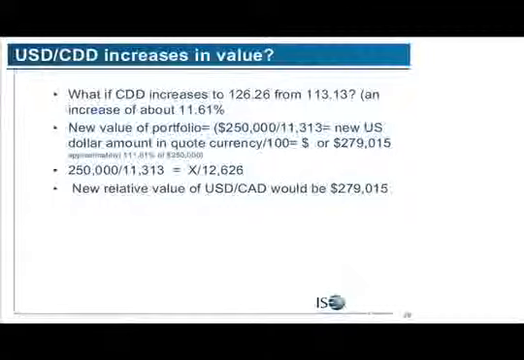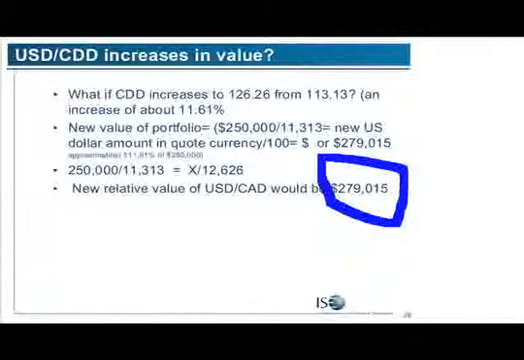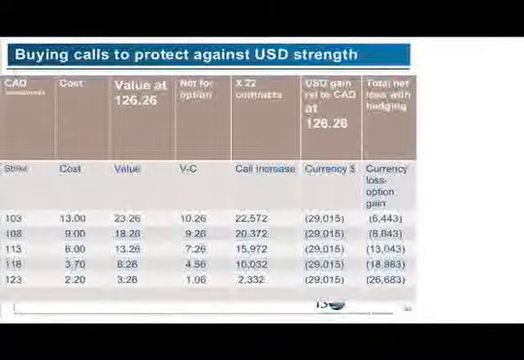And of course, the purchasing power would be significantly increased from the U.S. dollar standpoint and significantly decreased from the Canadian dollar standpoint. So the new relative value would be the U.S. dollar would gain almost a similar amount to what we lost in the last example. So it would now be worth $279, or about $29,000 higher. Or the Canadian would lose $29,000. So hope you follow me on this.